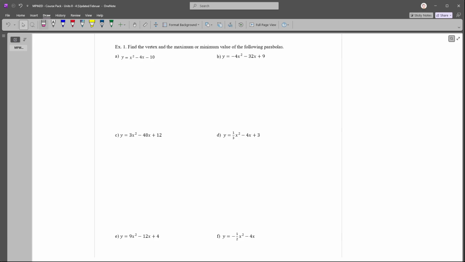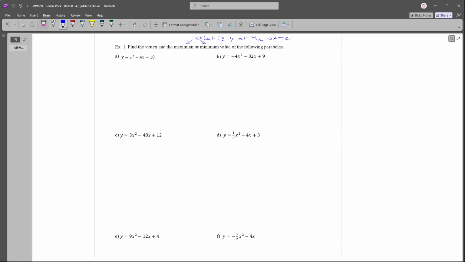Alrighty, so it says, find the vertex and the maximum or minimum value of the following parabolas. So I want to remind you, the vertex is the maximum or minimum of the parabola, depending on whether it opens up or down. All it's asking us for is, for these two values here, what is y at the vertex?